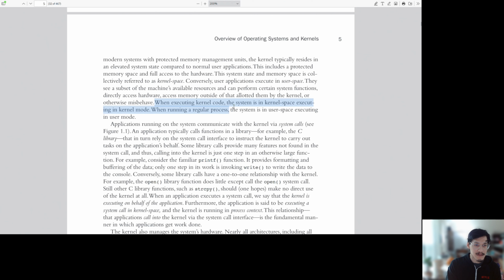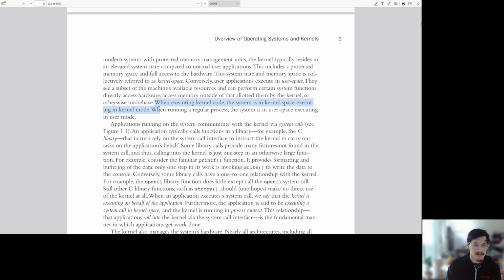When executing kernel code, the system is in kernel space executing in kernel mode. So code that belongs to the kernel, the system is in kernel space. So basically, it's in the state of the kernel doing things. Okay. When running a regular process, the system is in user space executing in user mode. So it doesn't have as many features. Restricted for a reason, I guess.